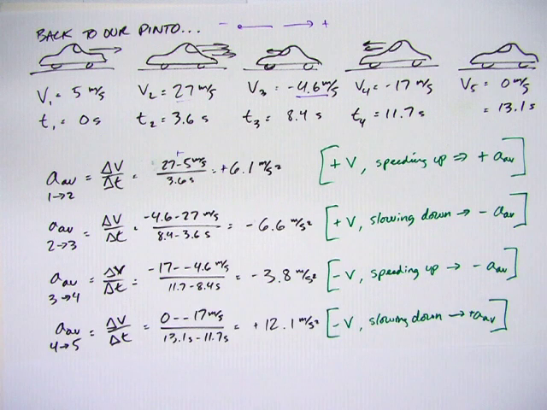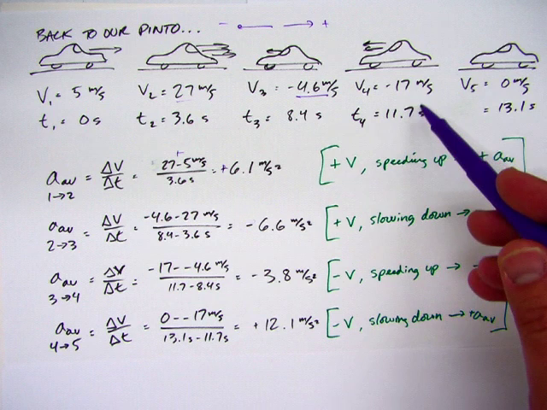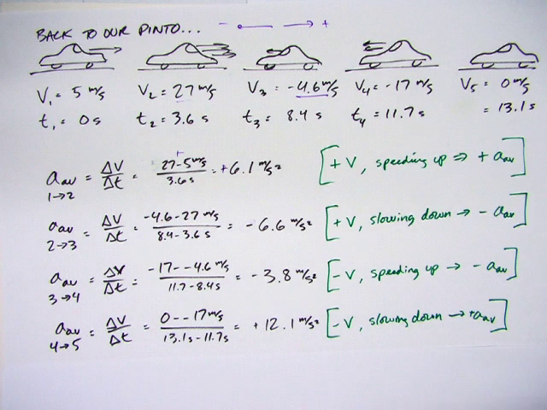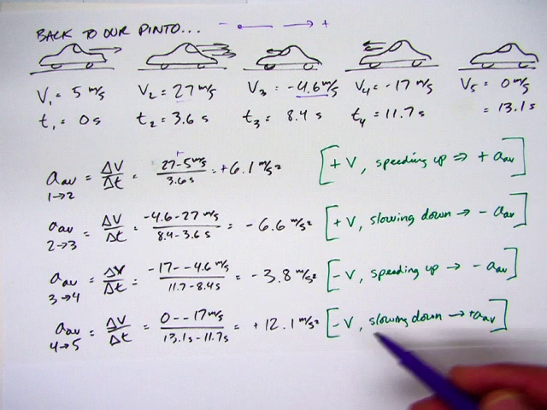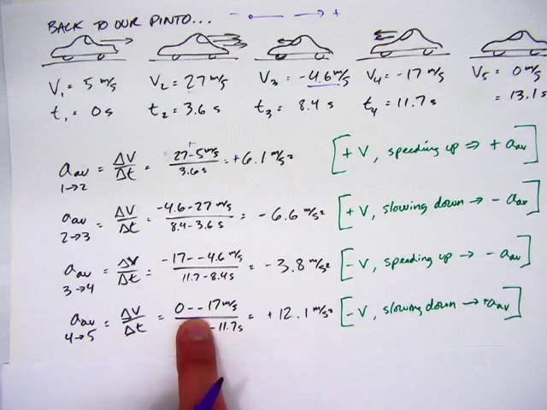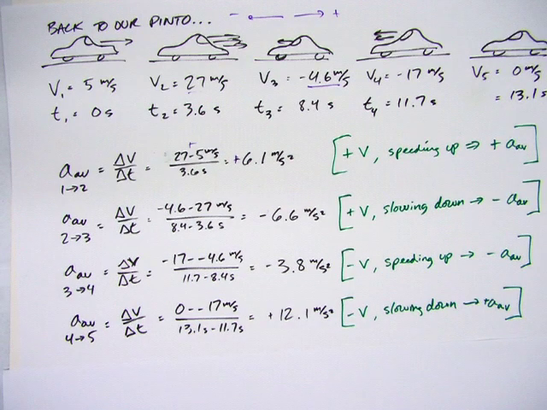Finally, from 4 to 5, I'm going negative 17 meters per second, slam on the brakes, come to a stop at 0. So in this case, I do have a negative velocity. I'm moving to the left, but I'm slowing down. So I'm losing negative velocity, if that makes sense. And when I lose a negative velocity, I have a positive acceleration.